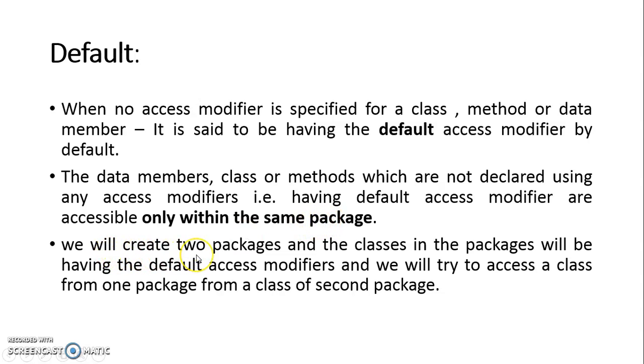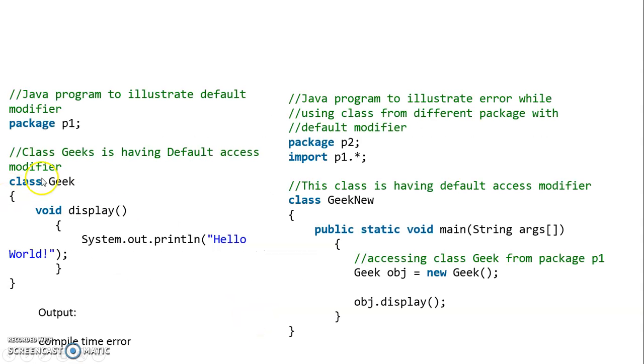Now we will create 2 packages and classes in the packages. We will have the default access modifier and we will try to access a class from one package in another package. We will see the example of this. Now this is my program. This is my first package P1. In that I have a class geek in which I have declared a function. Here the function does not have any access modifier, so it is default. Within the function I am displaying the sentence hello world.